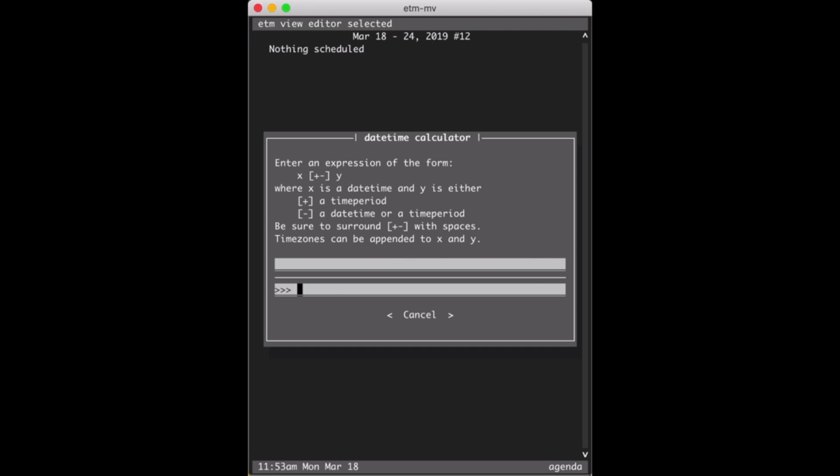So the idea here is that you enter an expression of the form x plus or minus y. X has to be a date time. Y, if we're dealing with a plus, can be a time period, or if we're dealing with a minus, can either be a time period or a date time. I can subtract one date time from another and get the difference, the period between the two.